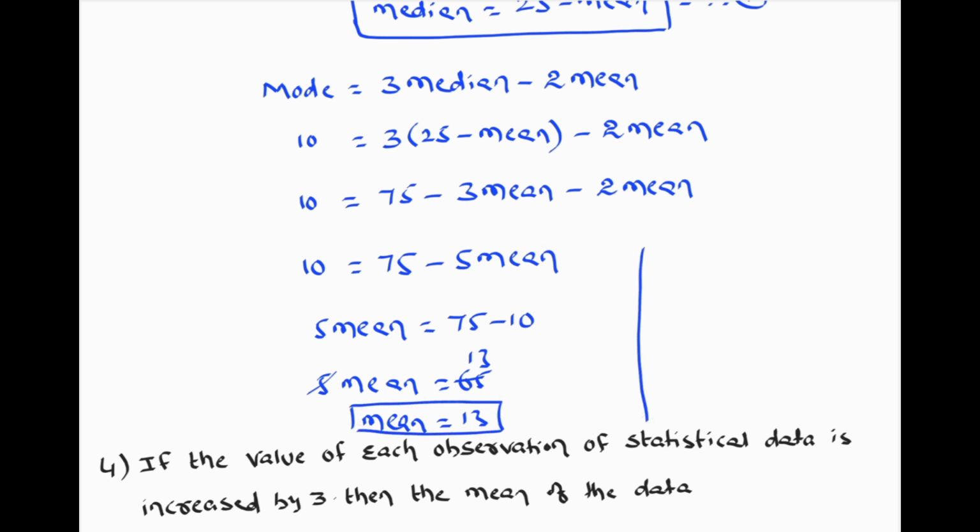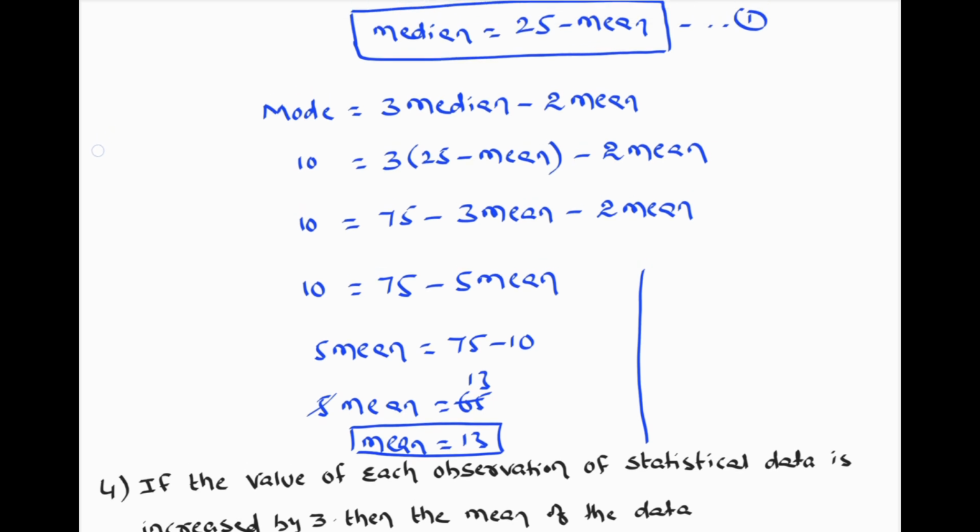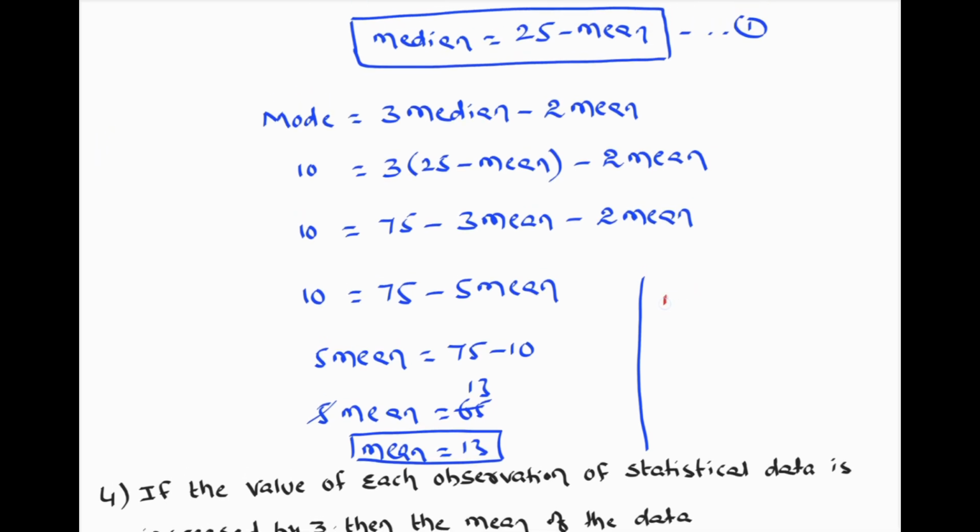So to get the median, so we are having median. Median is equal to 25 minus, what is the mean value there? 13. Therefore median will be equals to 12.